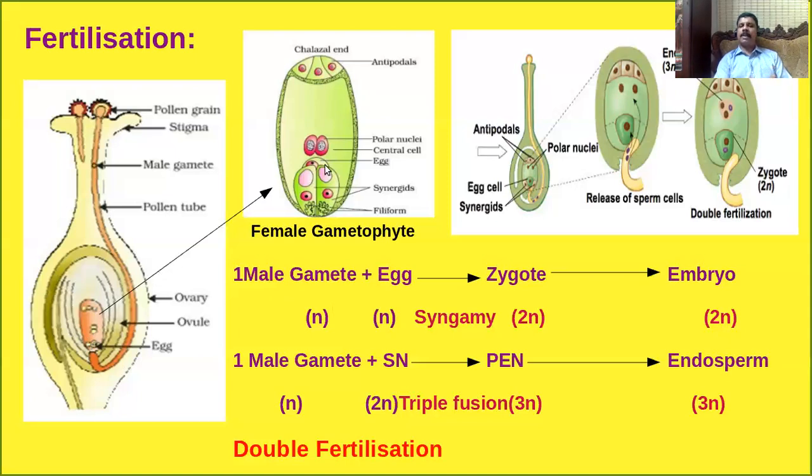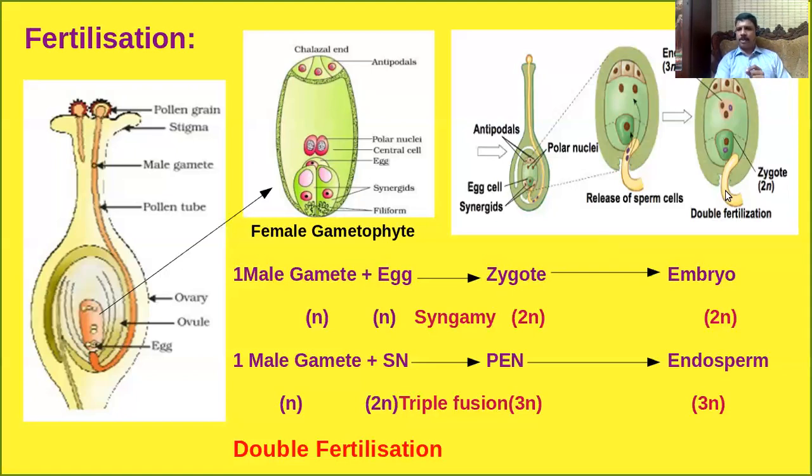The female gametophyte, having one egg cell and one central cell or secondary nucleus. How many male gametes are there? Yes, two male gametes. One male gamete fuses with the egg cell. This is the egg cell. One male gamete fuses with the egg cell to form a structure called the zygote. Dear students, this is the zygote.